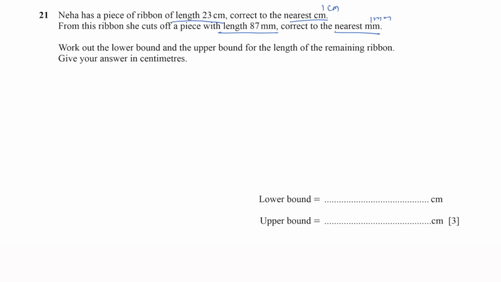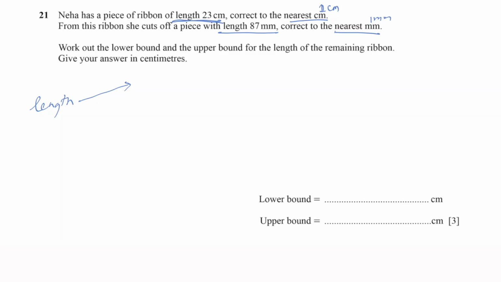So to find the length of the remaining ribbon, we have to subtract the piece that she cuts off from the total length, that is 23 centimeter. Then only we can find out the remaining length, right? But the total length that is given is not the actual length. Actually it is a corrected length, corrected to nearest 1 centimeter, right?